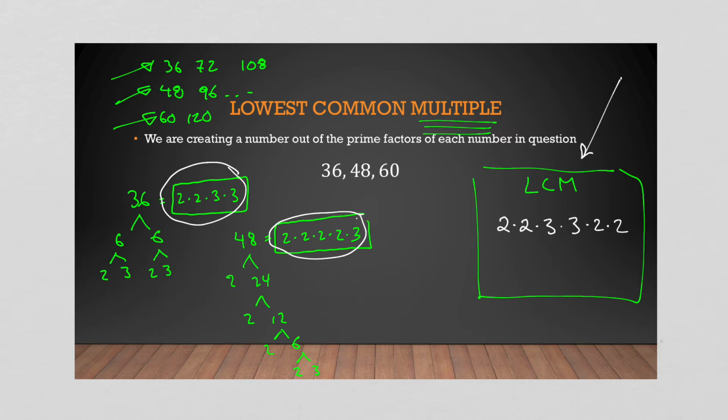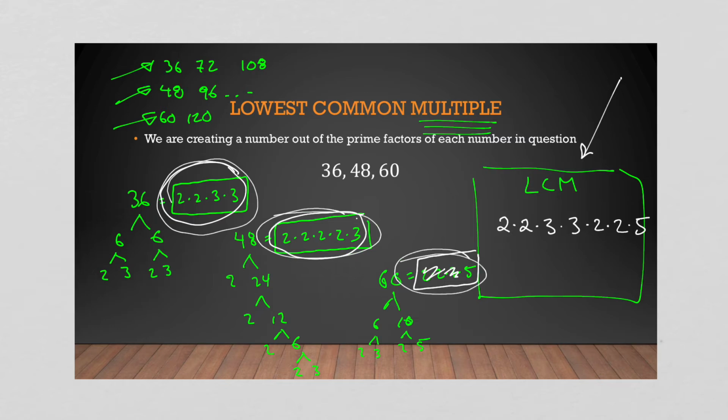But now I need to concern myself with 60. 60 is 6 times 10, which is 2 times 3, and 2 times 5. So in order to be a multiple of 60, I need 2 times 2 times 3 times 5. So that means I need 2 2's, a 3, and a 5. Well, I already have 4 2's, so those are covered. I already have a 3, so that's covered, but I need a 5. So if I bring a 5 into this number I've just created, I have all of the factors necessary to ensure that I'm a multiple of 36, a multiple of 48, and a multiple of 60.